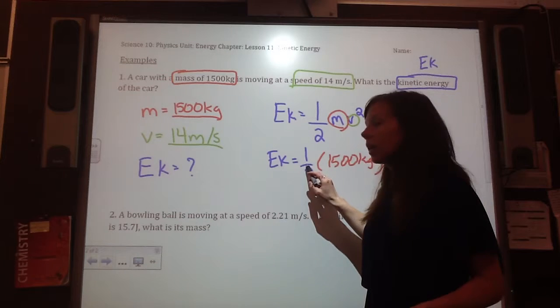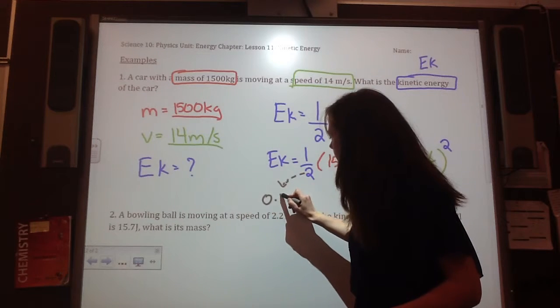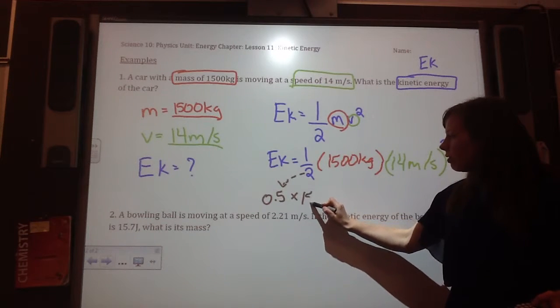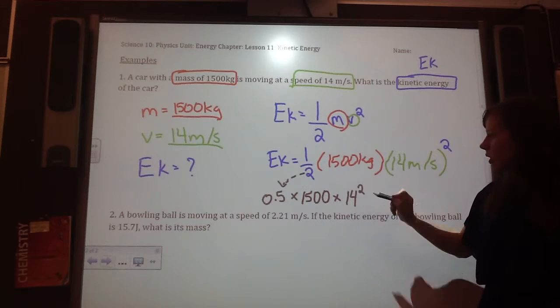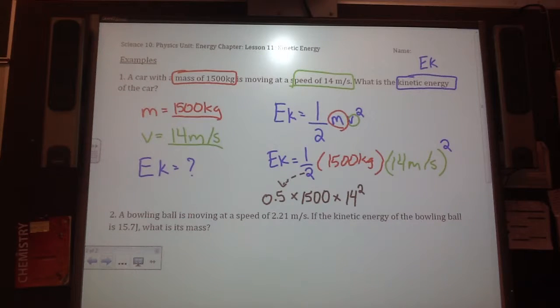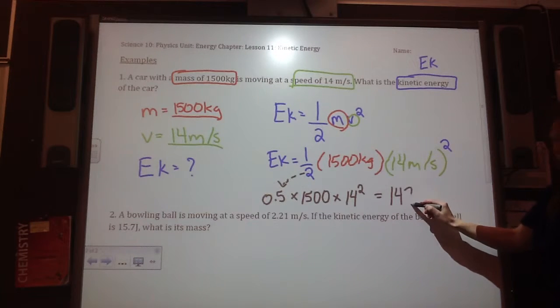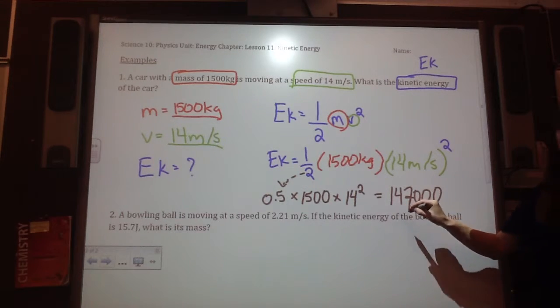Now, as Amy mentioned, it can be easy, instead of going 1 divided by 2, you can just type in 0.5, because that's what a half is. And then you times by 1500, and then times by 14 squared. Most of your calculators have a square button that you can just press. You got a big number, right? 147,000. Yes. So you should get this value coming out of your calculator.